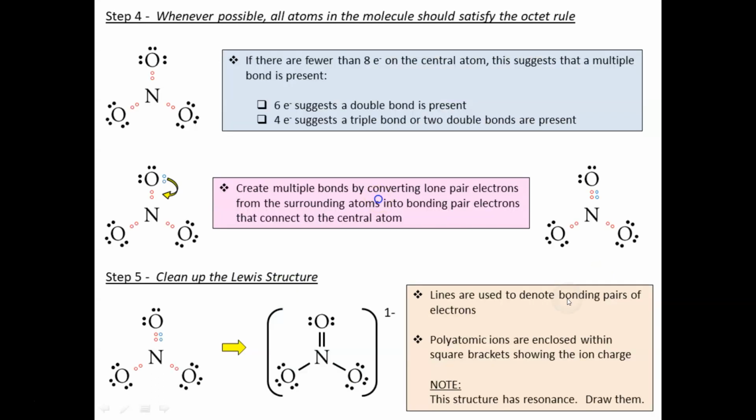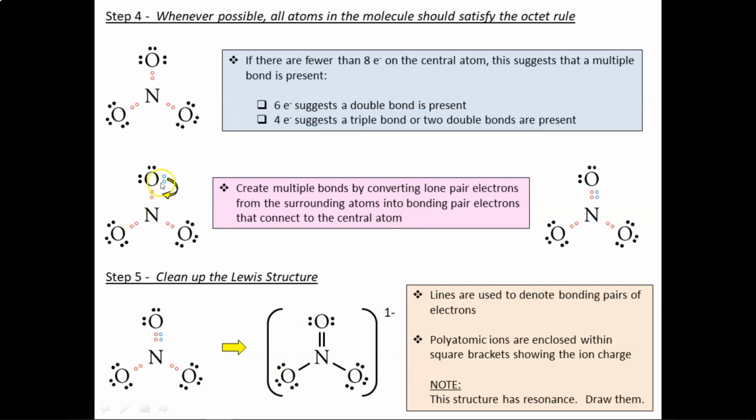So anytime you have a situation when there are fewer than 8 electrons on the central atom, this usually suggests a multiple bond is going to be present. So what we're going to do is we're going to take the electron from the oxygen and bring it down to make a double bond. Now that we've formed a double bond, the nitrogen has 8 electrons, 2, 4, 6, and 8. And each of these oxygens also have 8 electrons, and so we fulfilled the octet rule for all the atoms. Now don't forget to put square brackets around this because it is an ion, and to show the overall charge for this ion as well.